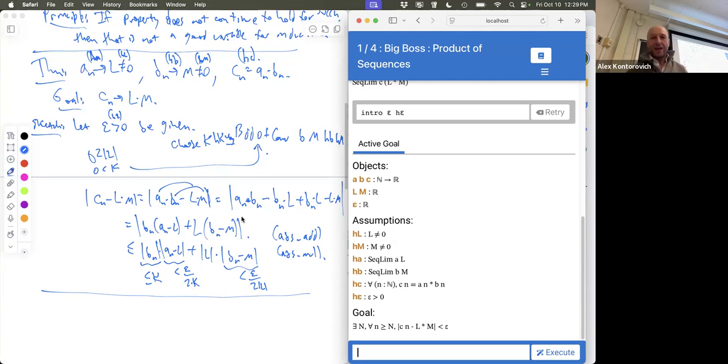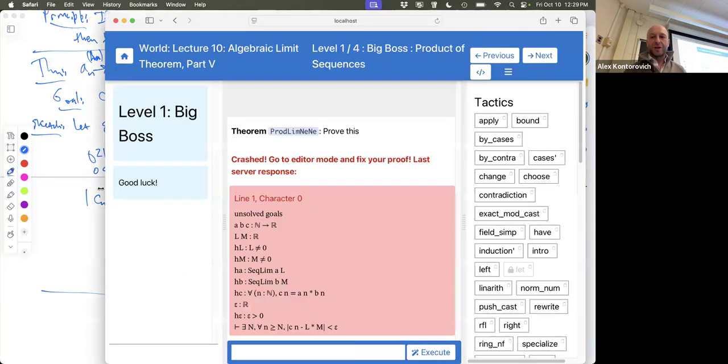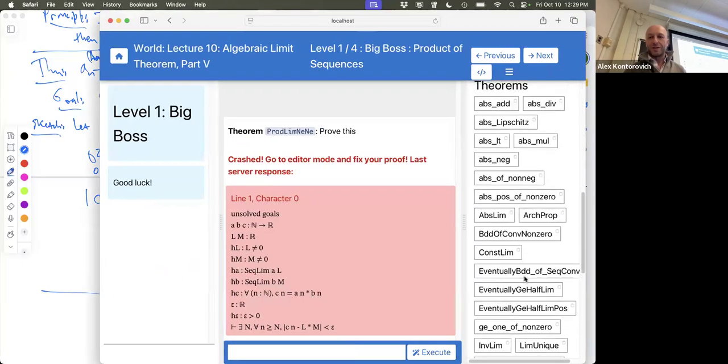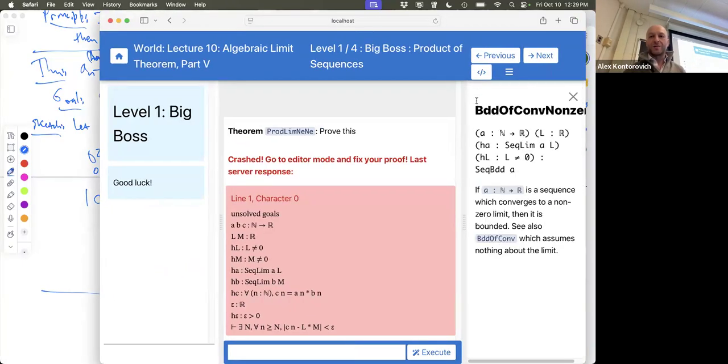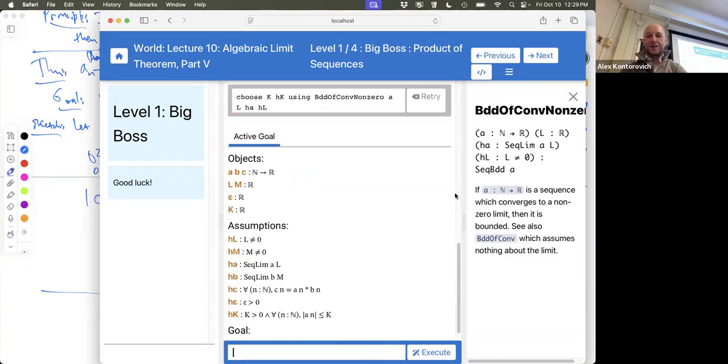So the K comes from the theorem called bounded of convergence, but I don't remember what that theorem is called, so I have to look it up. Bound of converge non-zero. Okay, that's our theorem. So let's choose K, HK using this. Now, what does this theorem need? It needs the sequence A. It needs the real number L. It needs HA. It needs the non-zeroness of L, and then it'll give us what we want.